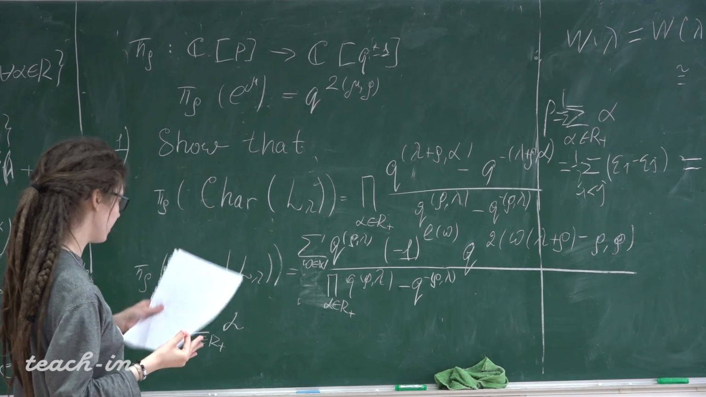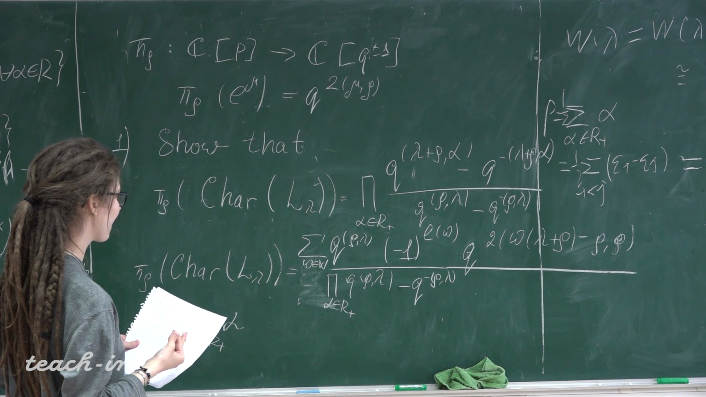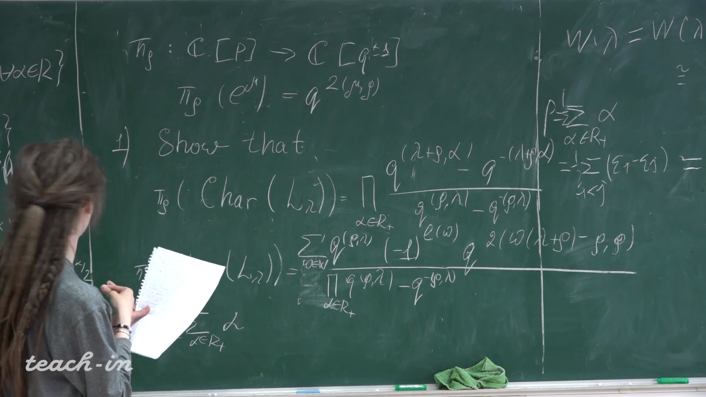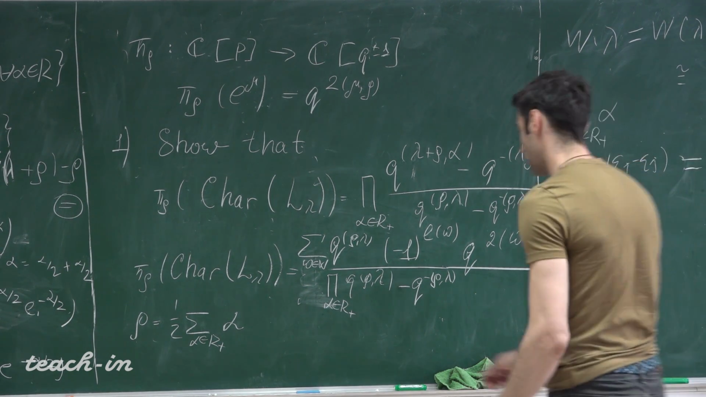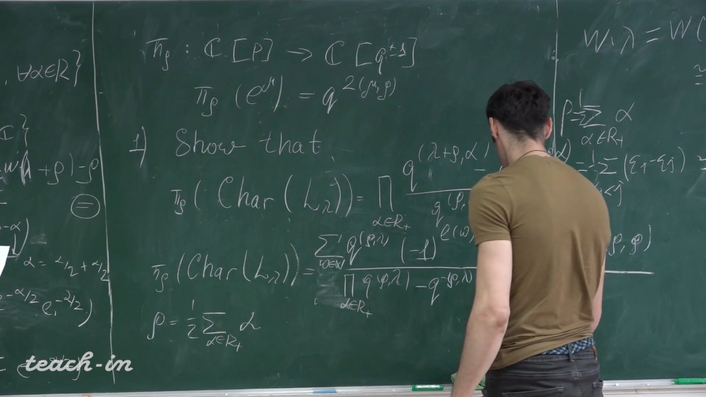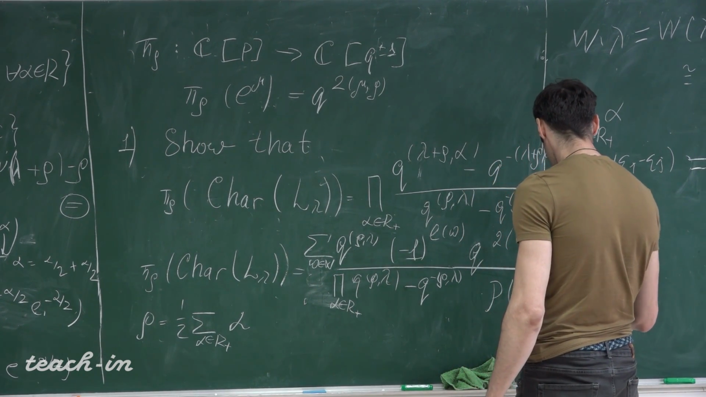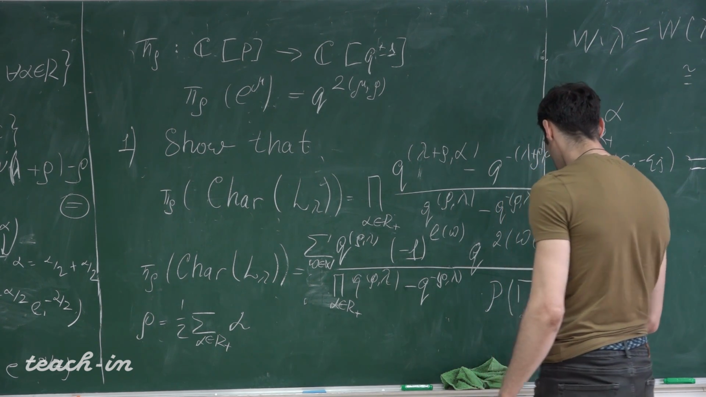Can I leave it like this? Okay, now we need to think what to do. That's not all, right? In the denominator, you also have e to the power minus... you have the product of e over alpha in R plus. That's what is left, right?